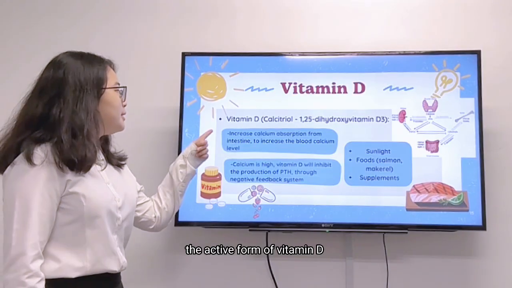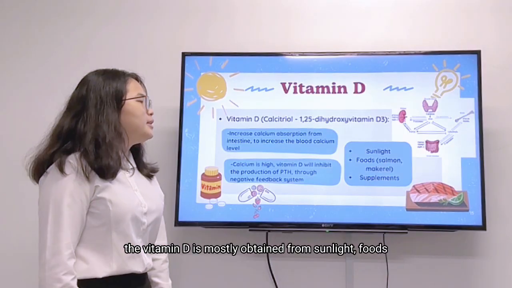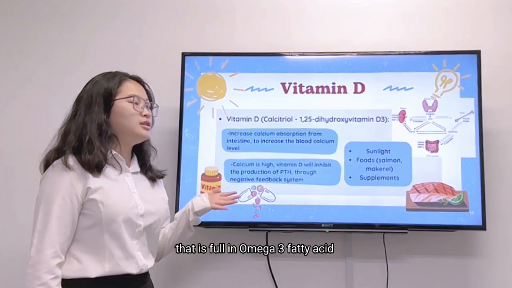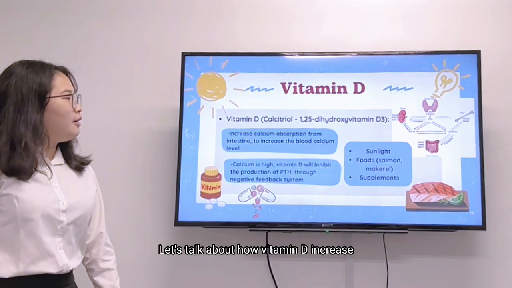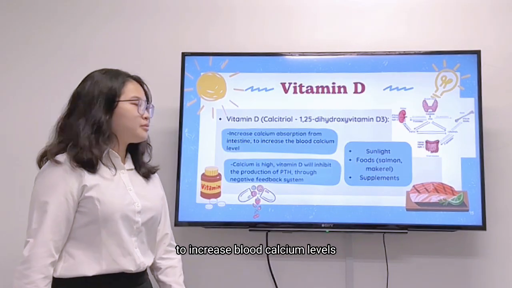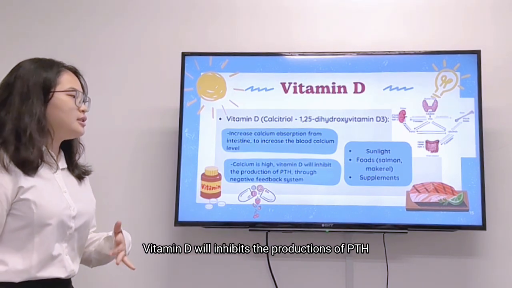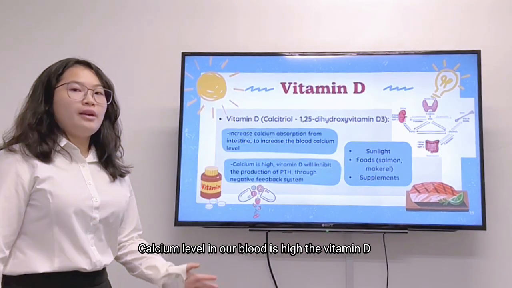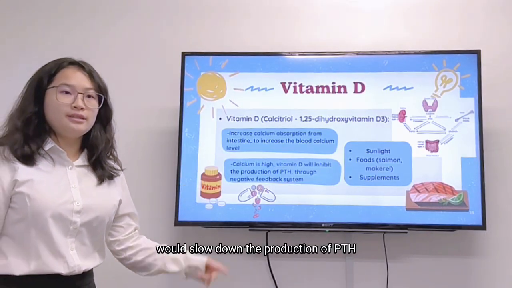The active form of vitamin D is calcitriol, 1,25-dihydroxyvitamin D3. Vitamin D is mostly obtained from sunlight, foods, which is oily fish that is full of omega-3 fatty acids, and supplements. Okay, let's talk about how vitamin D increases calcium absorption from the intestines to increase blood calcium levels. So, when the calcium is high, vitamin D will inhibit the production of PTH through a negative feedback system, which means when the calcium level in our blood is high, the vitamin D would slow down the production of PTH.